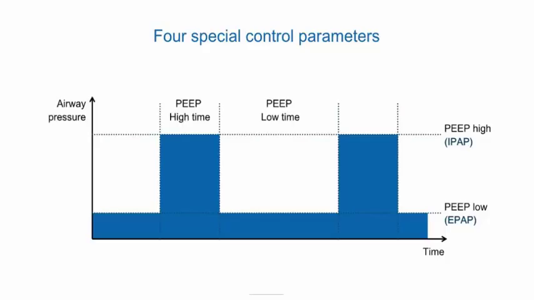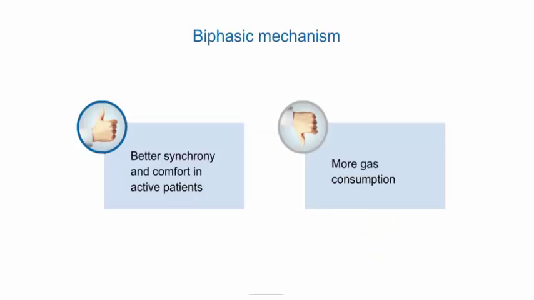Initially, the biphasic mechanism was applied to non-invasive ventilators. There, the PEEP high and PEEP low are sometimes called inspiratory positive airway pressure, IPAP, and expiratory positive airway pressure, EPAP. The major advantage of the biphasic mechanism, at least in theory, is better patient comfort and synchrony because the ventilated patients can breathe or even cough anytime at either PEEP level. This is not possible with the classic mechanism because the expiratory valve closes during inspiration. However, with biphasic mechanism, a ventilator consumes much more gas than the classical mechanism for the same application.